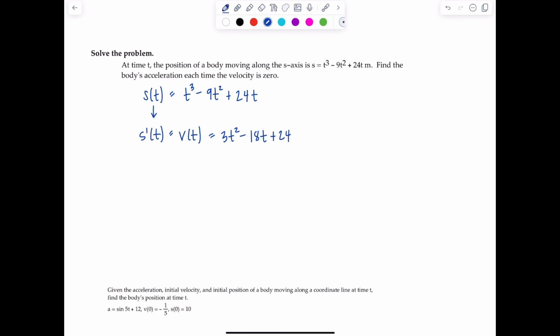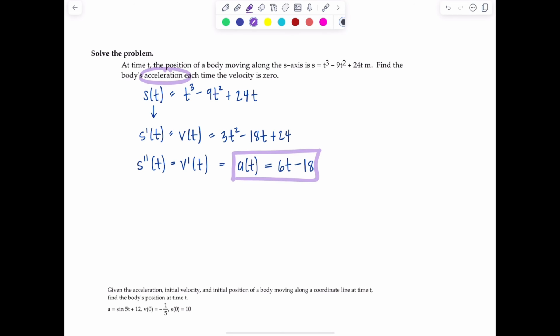And then while we're at it, let's go ahead and get the acceleration function. That's the second derivative of the position function, which is also v prime of t. This is a of t. He has so many names. Look at that. Derivative again would be 6t minus 18, right? So the problem is saying find the body's acceleration each time the velocity is 0. So I need to set the velocity function equal to 0 first. So let me do that down here. 3t squared minus 18t plus 24 is 0.